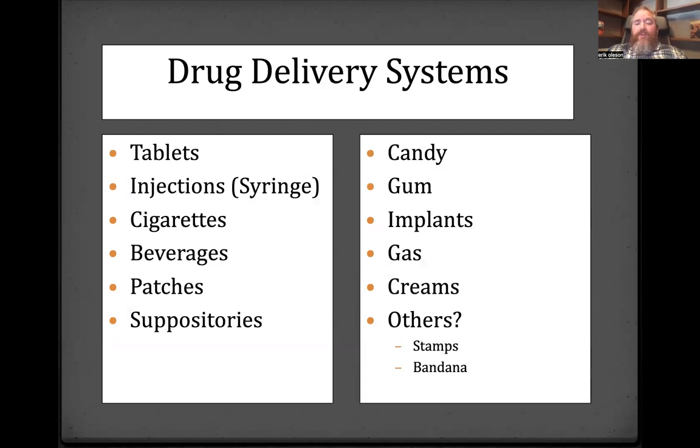Again, there are many different drug delivery systems that have been developed and many more that are being developed, even including tattoos.